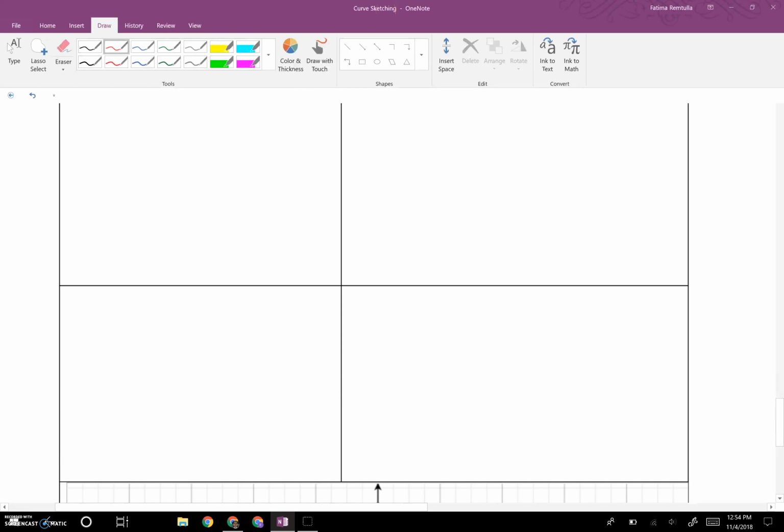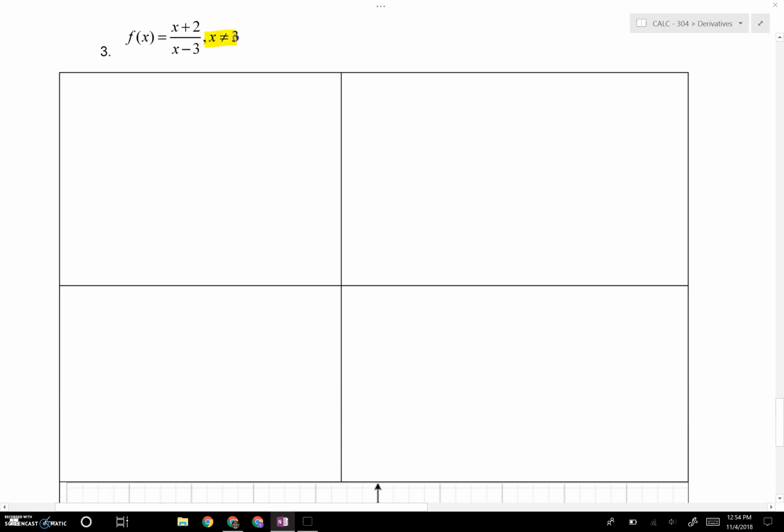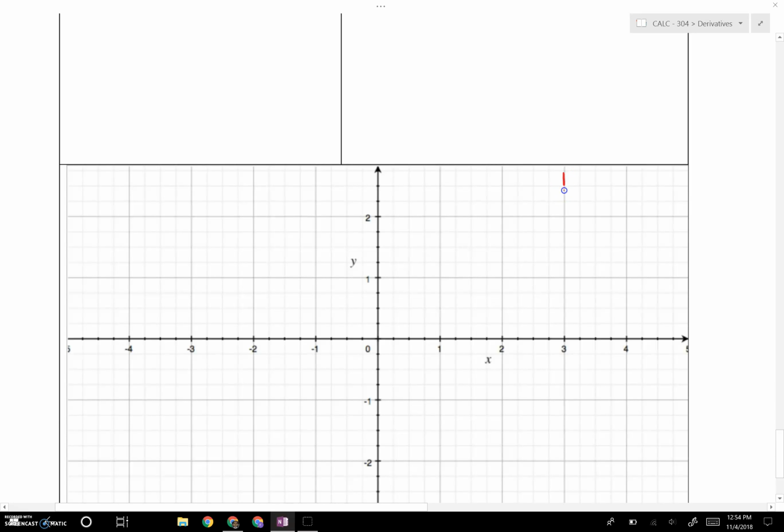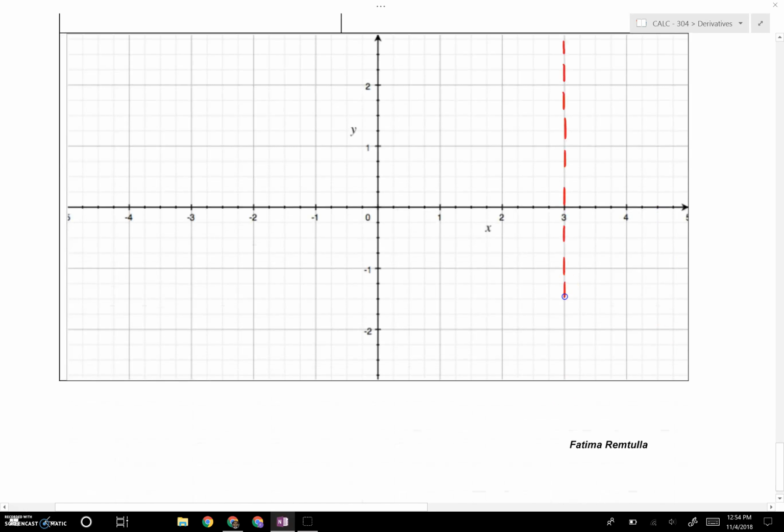Hopefully you'll notice right away that I have something relating to the domain here. It says x cannot be 3. That is an asymptote. So I know that there is a vertical asymptote here at x equals 3. So I'm gonna draw that in right away. I'm going to draw it in with a hashed line. I'm going to say x equals 3.